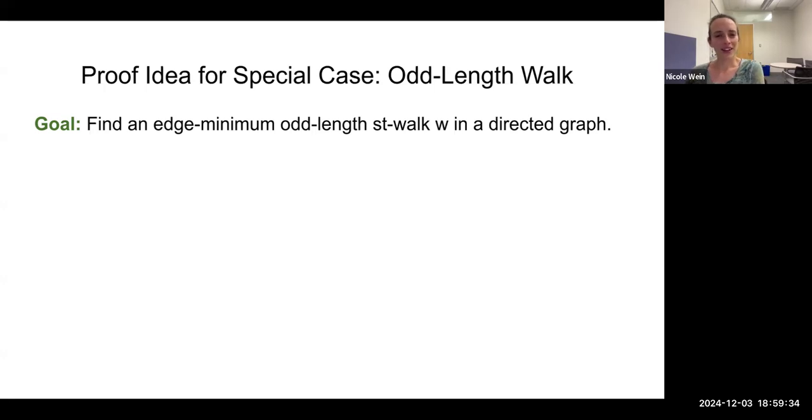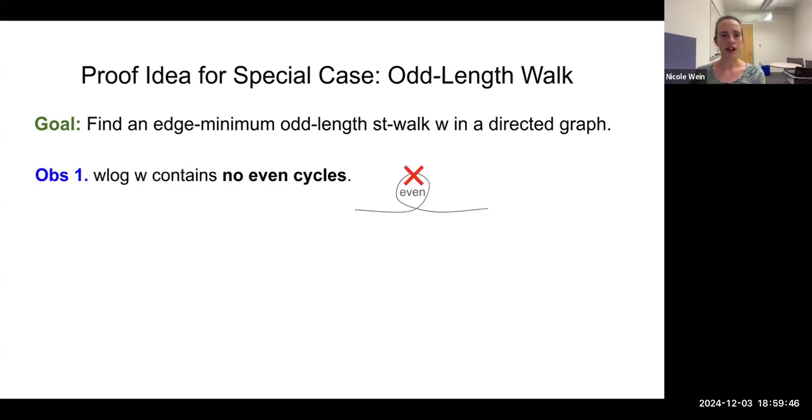Okay, so we can start off by trying to understand the structure of what the walk will look like. And the first observation that we can make here is that without loss of generality, this walk W can be assumed to contain no even cycles. And the reason for this is that if you had a walk that did contain an even cycle, then what I could do is just go ahead and remove that even cycle. And that would only improve my solution because it could make the number of edges only smaller. And additionally, it's not going to change the parity of the walk because I just removed an even cycle.